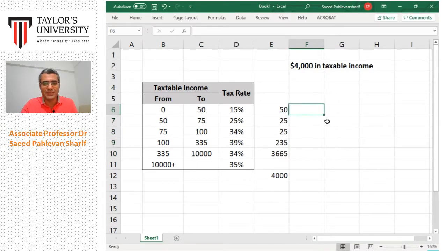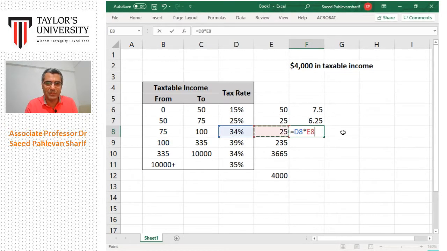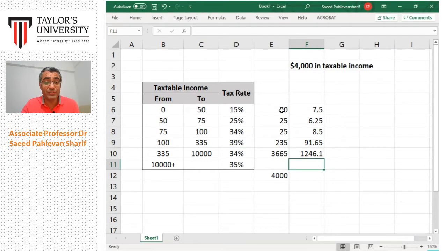Now, how much tax? 15% multiplied by 50. Then 25% multiplied by 25. Then 34% multiplied by 25. Then 39% multiplied by this. Then 34% multiplied by this. So on the first $50, you have to pay $7.5 tax. So this is the tax you have to pay, and this is the taxable income, but we broke it down into smaller parts, smaller ranges, brackets.